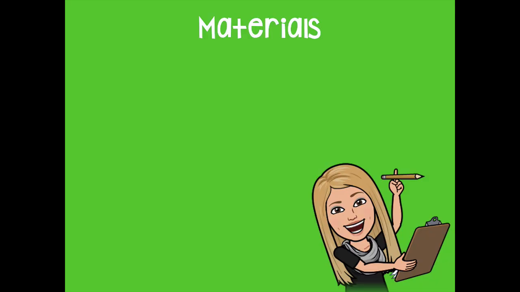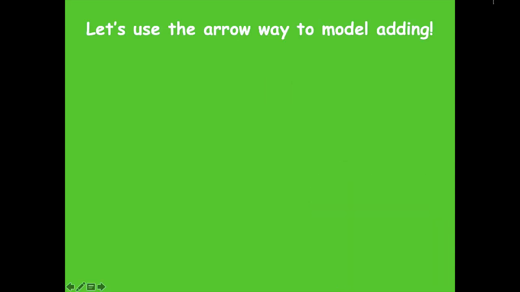The materials that you'll need for this lesson are your dry erase board. So make sure you have that before we get started. We're going to use the arrow way to model our adding. So here we have 420. I'm going to put up the next part of the arrow way, and you're going to tell me what the answer would be. So for example, I have 420. If I put up plus 100, you're going to say what 420 plus 100 is.